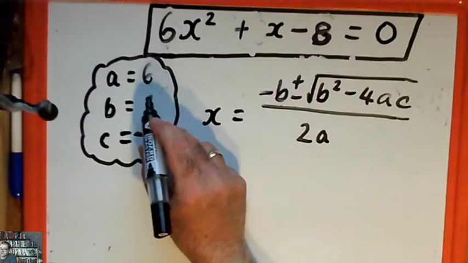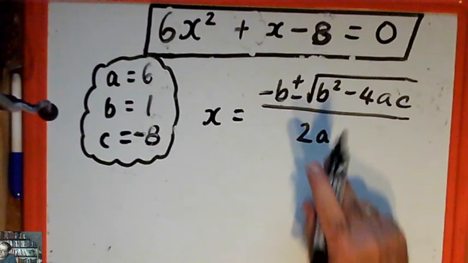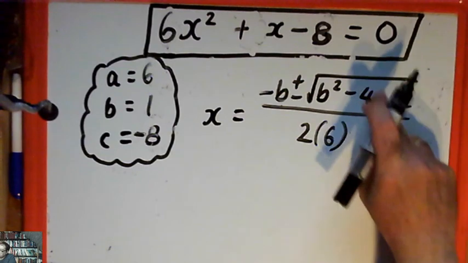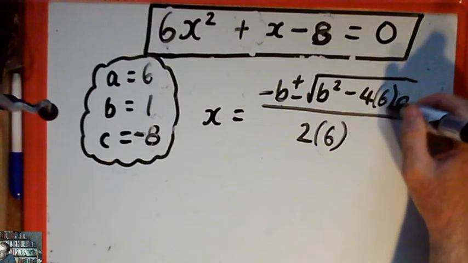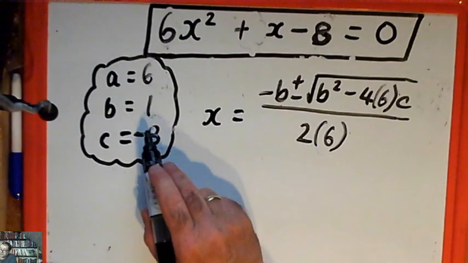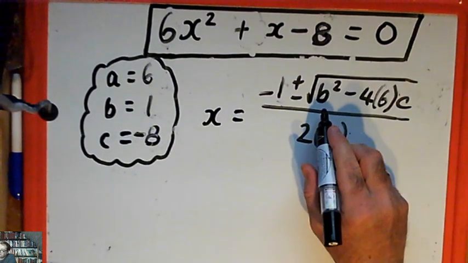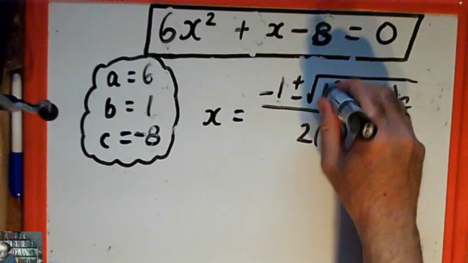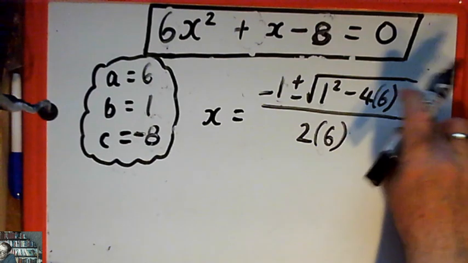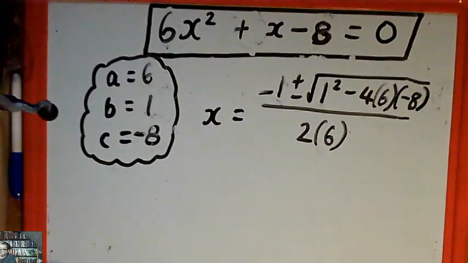So we'll start with the a's. A is 6, so wherever I see an a, I'm going to replace it with a 6. So 2a becomes 2 times 6. 4ac becomes 4 times 6 times c, and that's the a's. B is 1, so replace all the b's with 1's. Minus b becomes minus 1. b squared becomes 1 squared, and that's all the b's. C is minus 8, so I'll replace this c here with a minus 8, which I will stick in brackets so that I don't forget the minus.